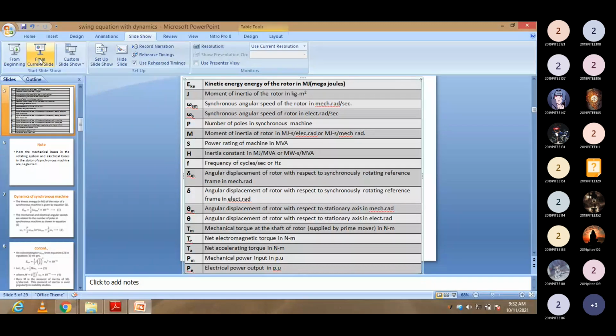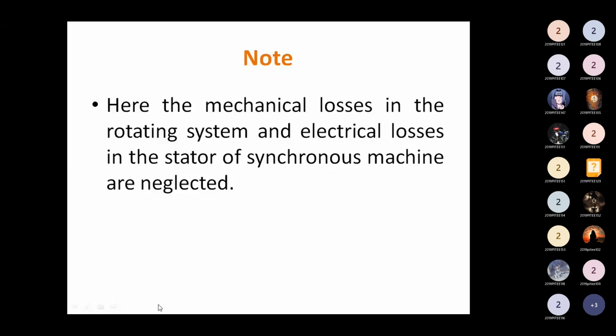Note here that the mechanical losses in the rotating system and the electrical losses in the stator of the synchronous machine are neglected. This is important to note, and you have to consider it in your swing equation derivation. So these are all the basic things: introduction, assumptions, and the terminologies required to solve your equation.